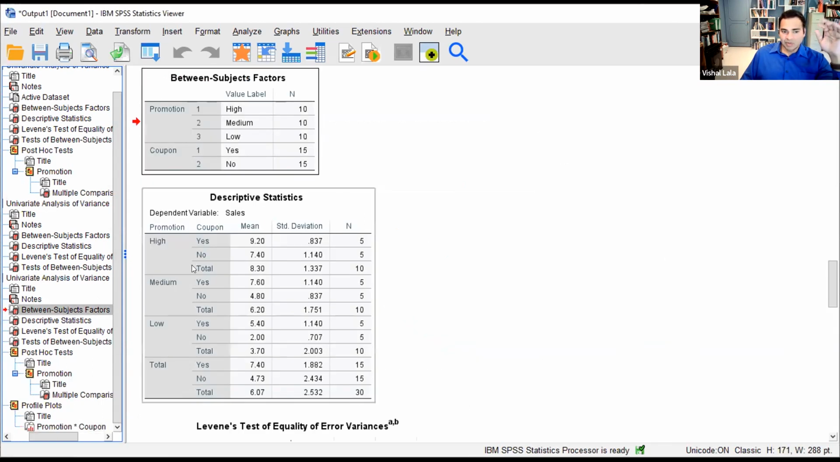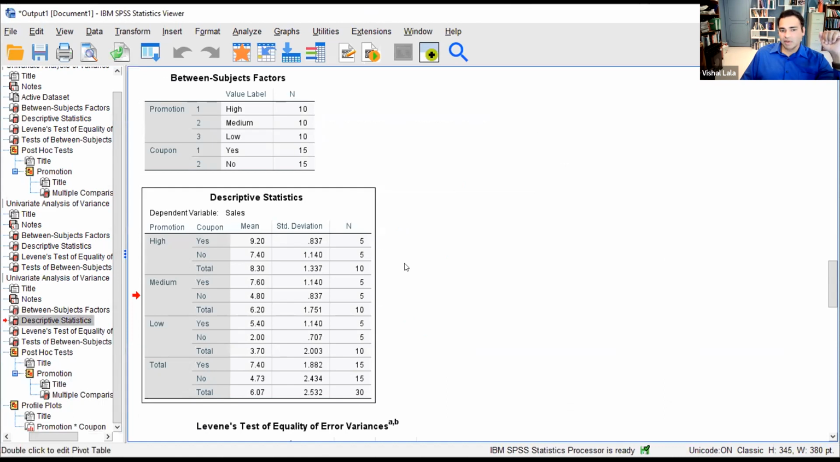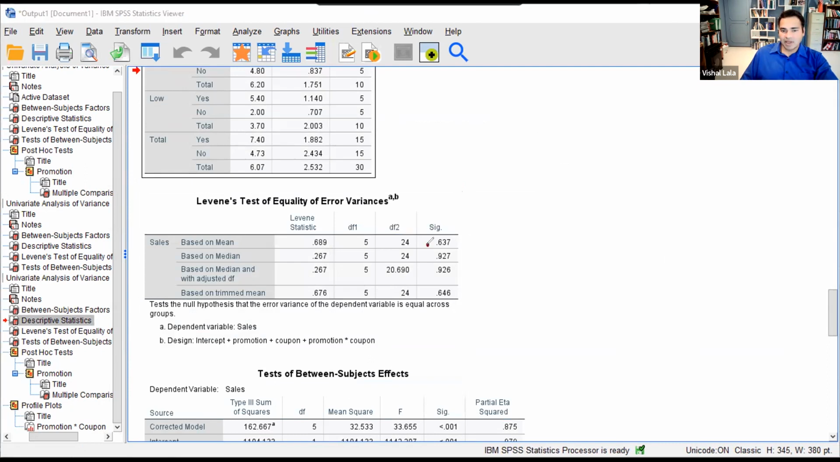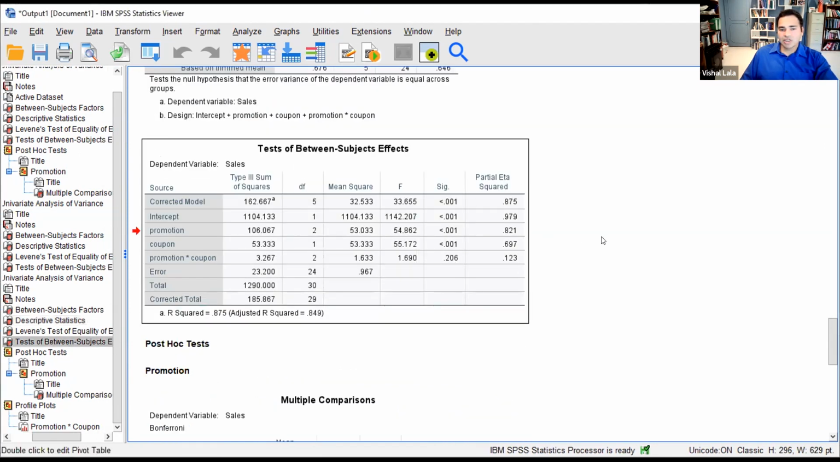So as before, going back up to our table earlier, we'll take a look at Levene's test really quickly here. It is, as has been the case in our previous examples, non-significant. We're satisfied. So going forward, on to the tests of between-subjects effects. This is important. We'll begin by looking at the interaction effect, the effect of promotion and coupon simultaneously on sales.